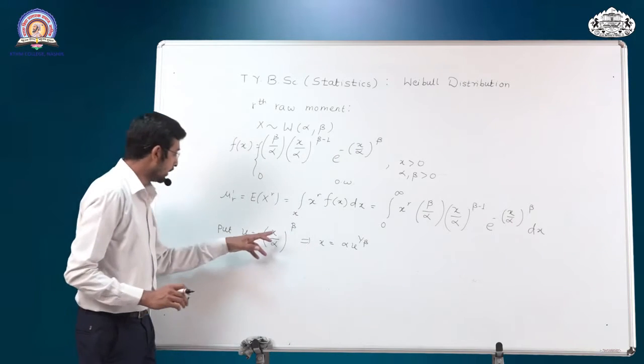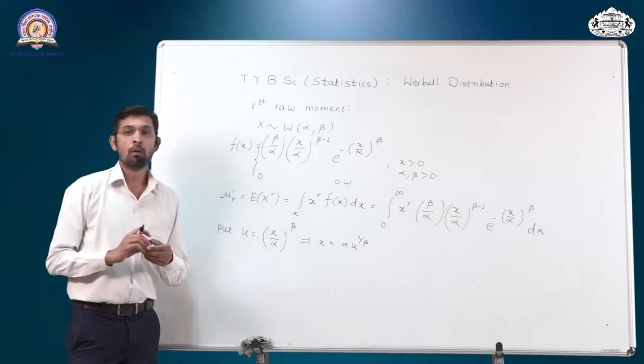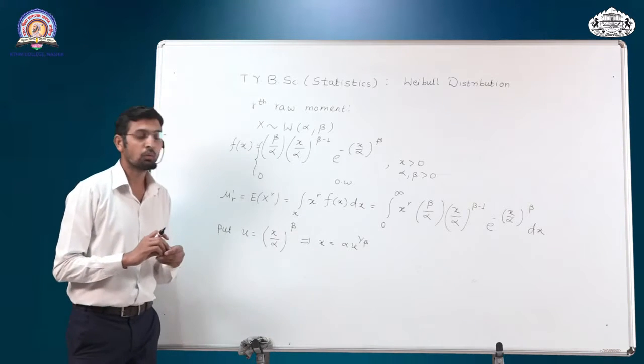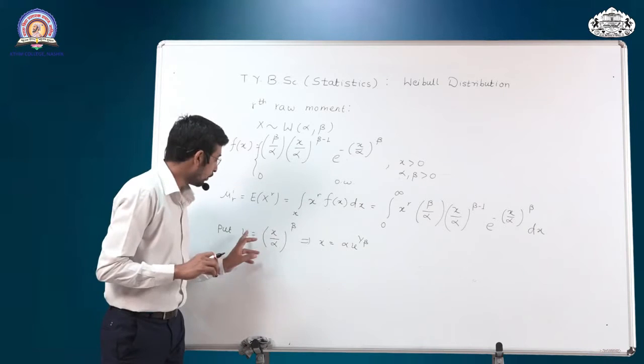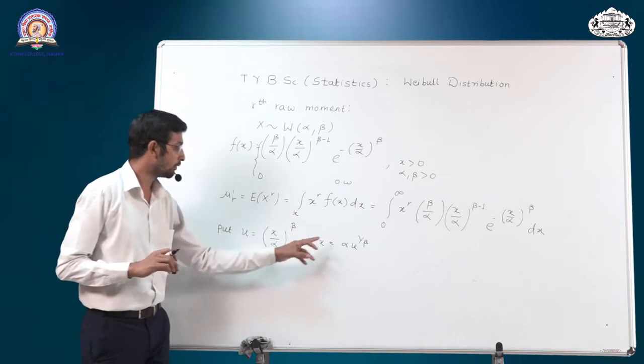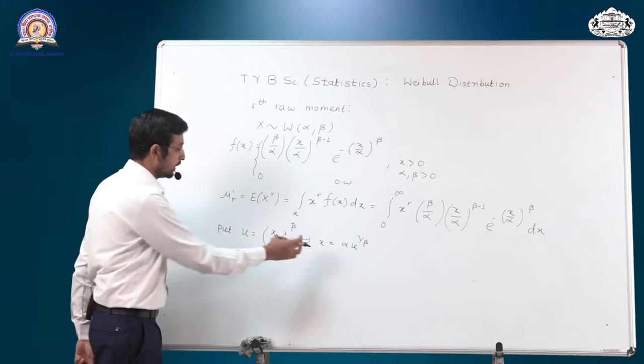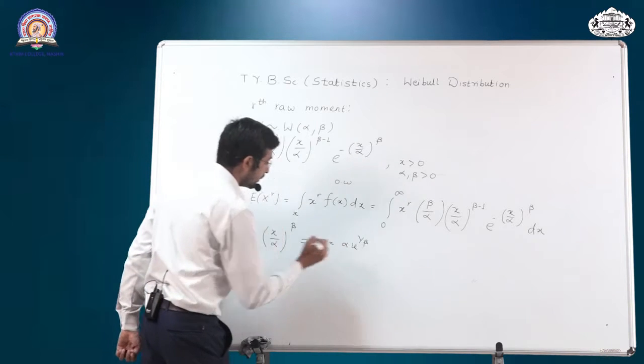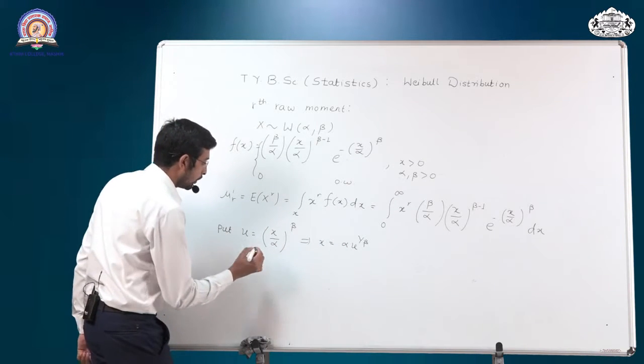Here, taking the reciprocal of this u with power 1 upon beta, we get u raised to 1 upon beta is equal to x upon alpha, and since alpha on the left-hand side goes to the right-hand side, x is alpha into u raised to 1 upon beta.